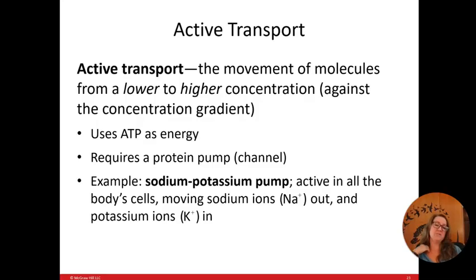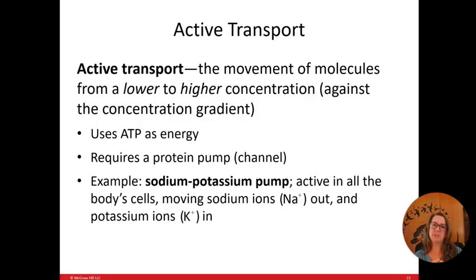But look here, active transport is different from passive transport because we're going to move molecules from a lower to a higher concentration. Everything else we've talked about goes from high to low: diffusion, osmosis, tonicity stuff. And then lastly, facilitated transport. Those were all going from high to low. So active transport means we are going against the concentration gradient, so we have to use some ATP.